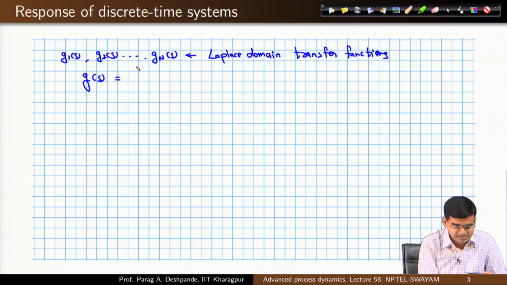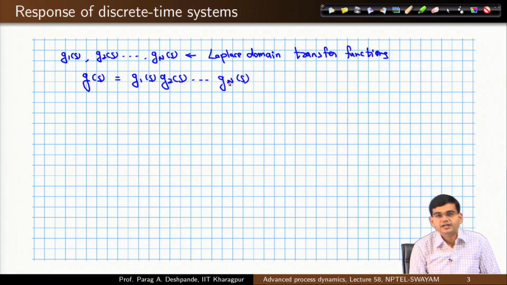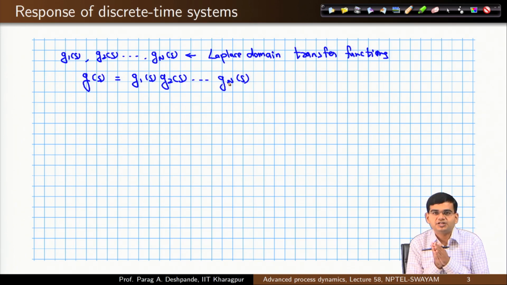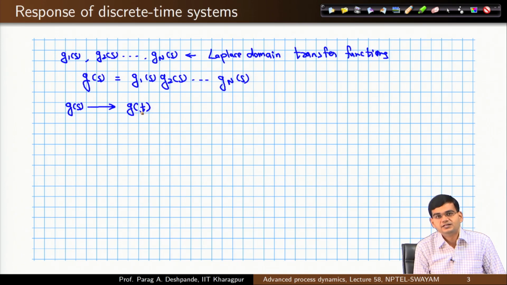Just now we developed this particular expression. This would be G1 of s, G2 of s up to Gn of s. Now, you would like to determine the corresponding pulse transfer function. How would you do that? We said that whenever you have g of s, you determine g of t, right.